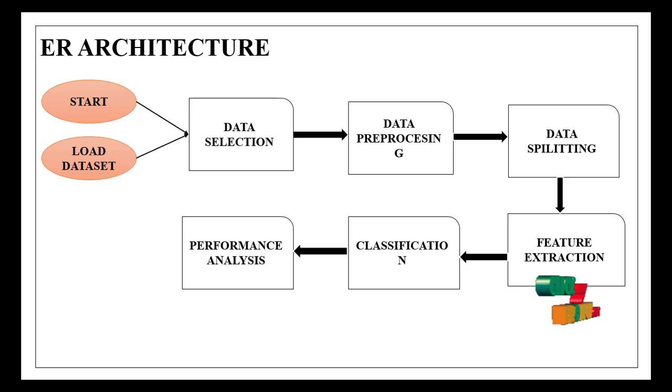This is the ER diagram. First we start our program and load the data set, select the data, pre-process it, and then split the data and extract the features from it. Then we classify using the algorithms, do the performance analysis, and find the parameters for the images.